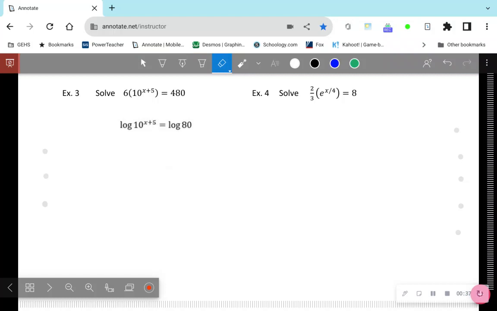Now you know from previous note sets that base 10 logarithm is written log with no base shown, but a common log cancels the base of 10. So on the next line, you just simplify it, and you'll subtract 5 on both sides, and then convert to decimal.